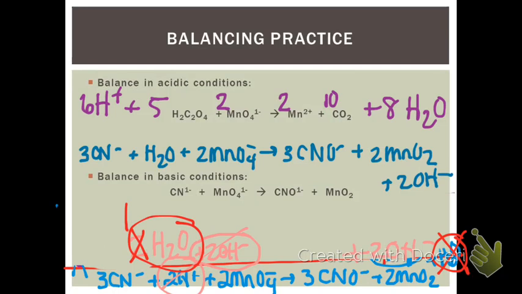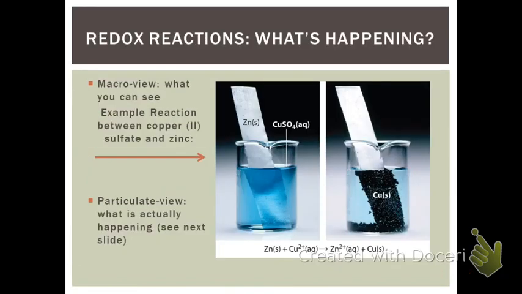Now, hopefully that was a good reminder of what redox is. Okay, so now let's talk about what's actually happening in redox. Now, this is an example of what you can see with your eyes. In redox, what you would see, this is an example of zinc reacting with copper sulfate. And in the beginning, you see a nice silver zinc bar, and the copper sulfate is blue because the copper 2+ ion, when it's in water, appears blue.